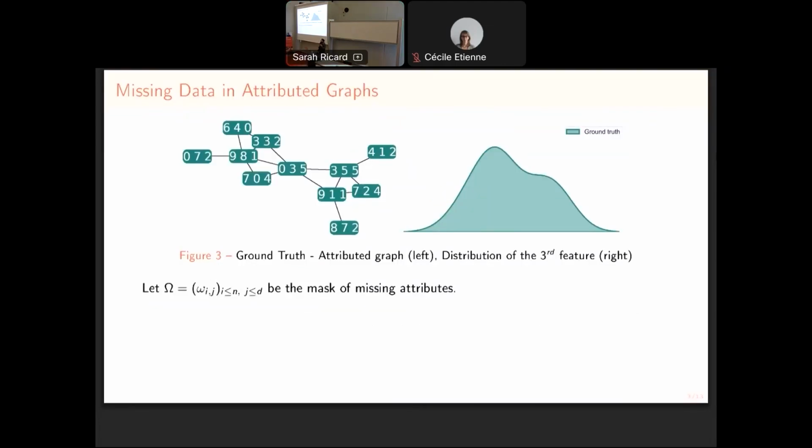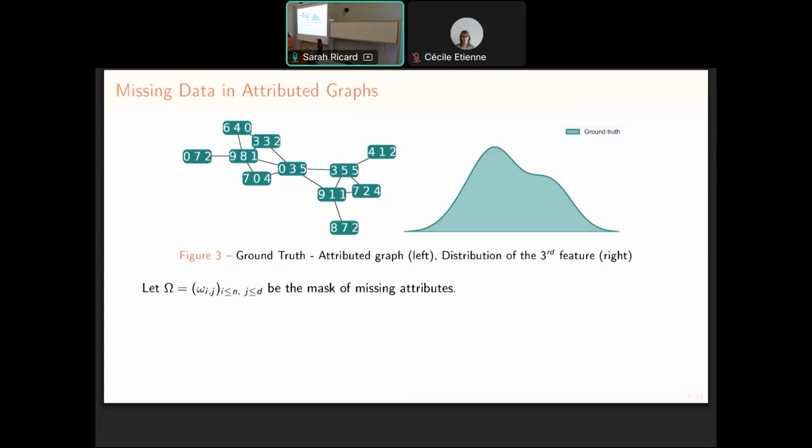And as we talked about missing data, we need to consider a mask. So we will write it as omega here. Omega is a binary mask. We see in omega the same size as the feature matrix, and it has either zeros when the feature is not observed or ones when the feature is observed. And on the right here, we can see the distribution of the third feature. So it's just the third number in each node. And we can see the proportion of each value for the attribute.